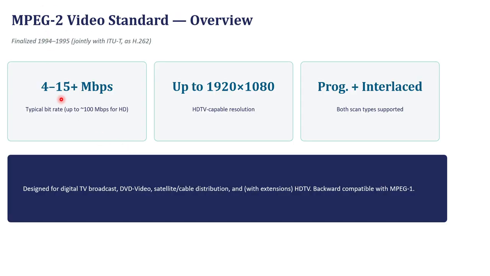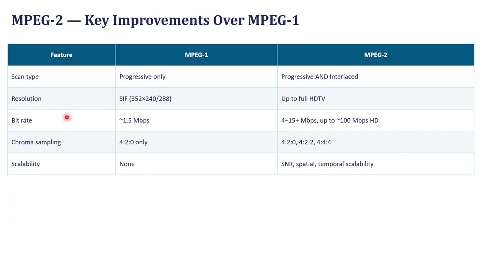The MPEG-2 standard provides us 15 plus Mbps. It stores information in the form of a 1920 by 1080 frame size, and it follows both progressive and interlaced scanning. And for chroma subsampling, it is 4:2:0 for MPEG-1, but MPEG-2 follows 4:2:2 and also 4:4:4.